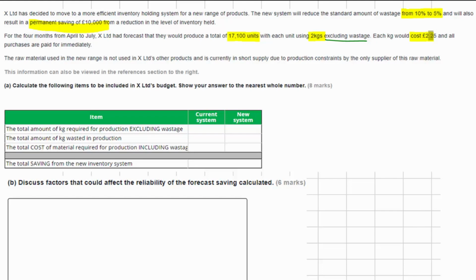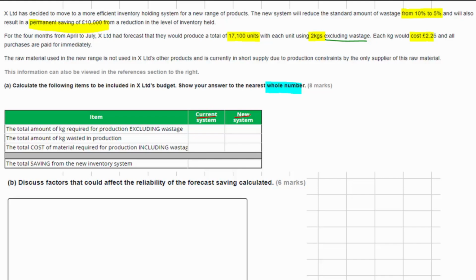So we need to calculate the following items included in X Limited's budget, and we need to put our answers to the nearest whole number. Remember that these numbers are going to be marked by the computer in your assessment, so you need to make sure that you follow the rules there. If you use any decimal points, then the computer will just think you're wrong. So what we need to do is compare the current system with the new system.